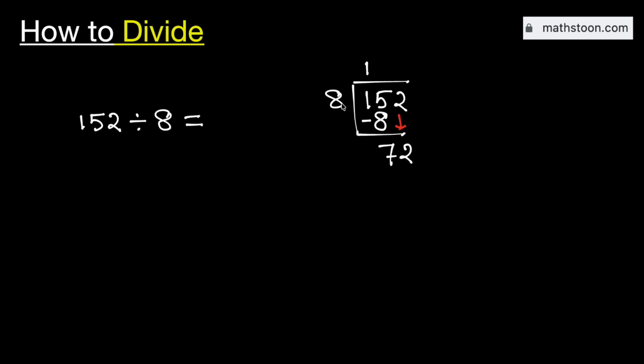And now we know that 8 times 9 is equal to 72. Subtract, we get a 0. As we have got the number 0 and there is no number to bring down here, so we will stop. Therefore, 152 divided by 8 is equal to 19. And this is our final answer.